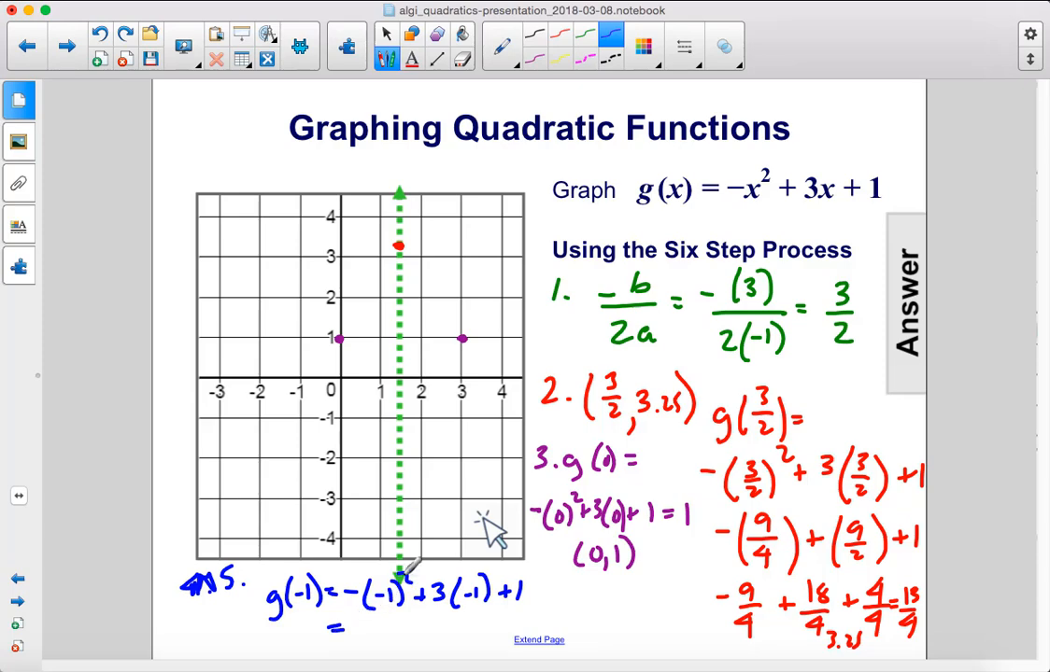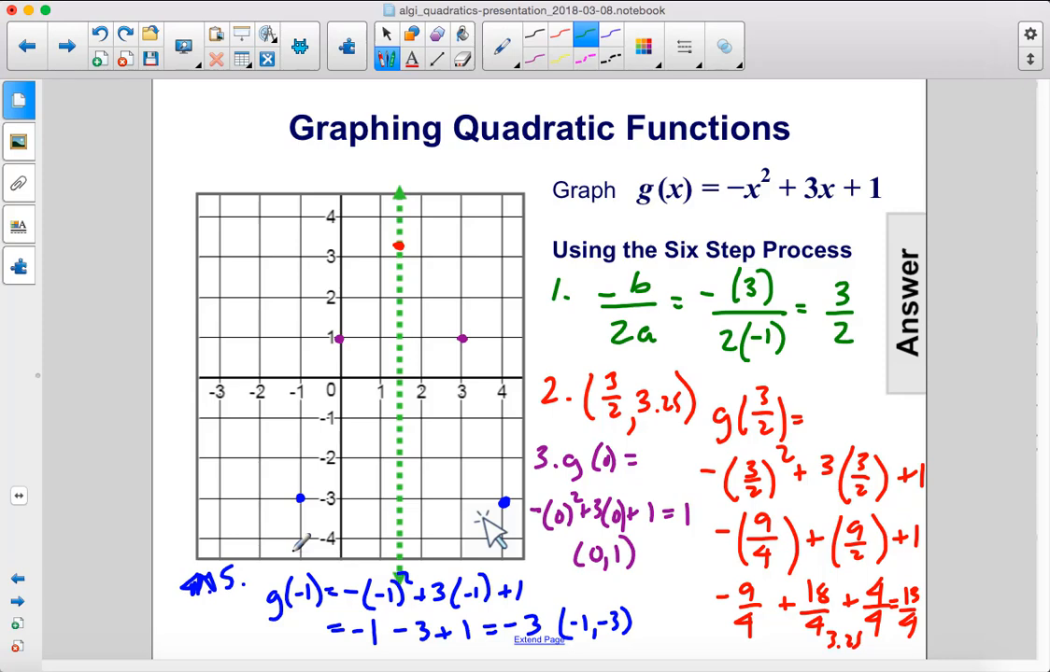So this equals +1, -1 minus 3 plus 1 gives us -3. So our point here is -1, -3. There. And now we're going to reflect that across. So this is 1, 2.5. So half, 1, 2. And now we're just going to connect the dots.